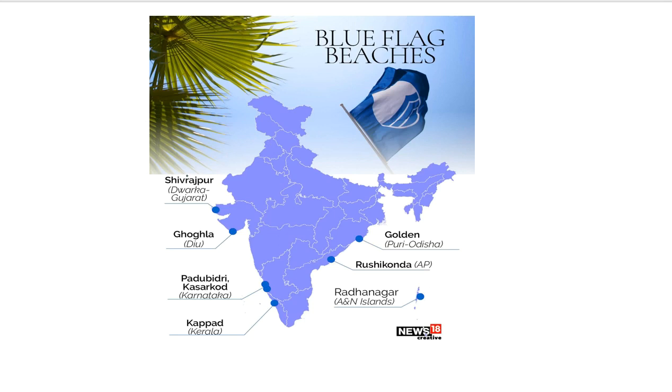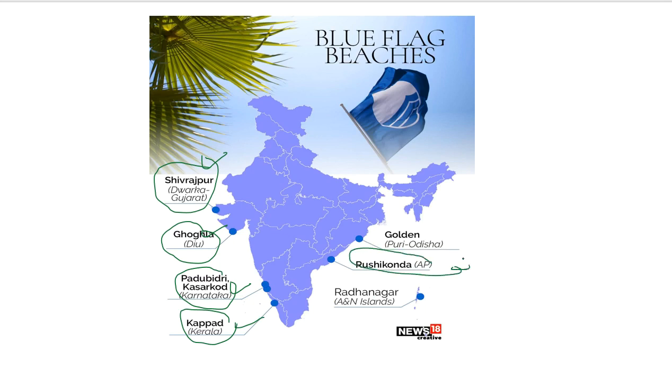These are classified as the 8 Blue Flag beaches: Shivrajpur in Dwarka, Gujarat; Ghoghla in Diu; Kasarkod in Karnataka; Kappad in Kerala; Rushikonda in Andhra Pradesh; Golden Beach in Puri, Odisha; and Radhanagar in Andaman and Nicobar. So these are the 8 Blue Flag beaches in India.